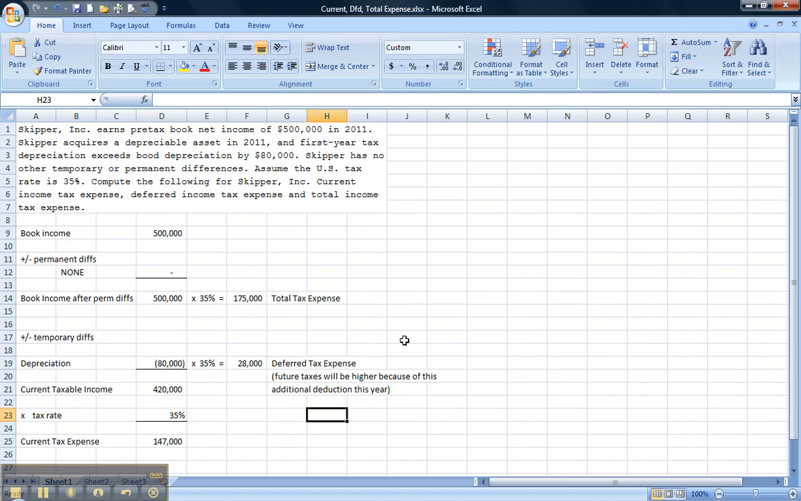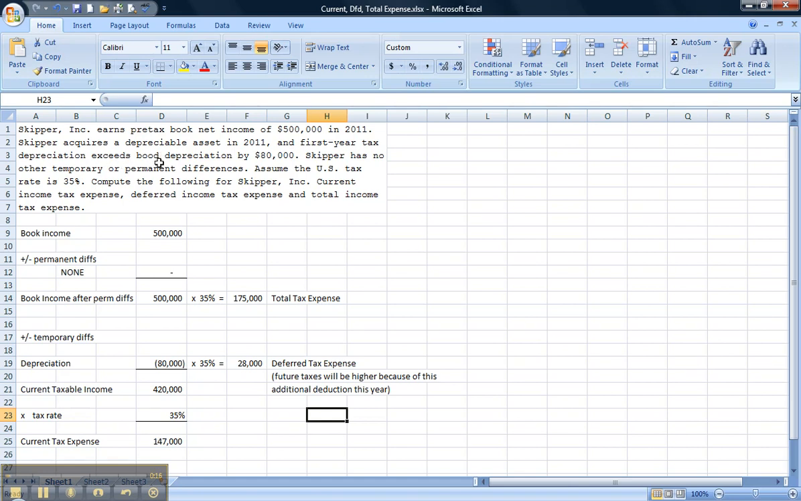Okay, let's see if this helps. I've got an example here from chapter 3. I don't recall what problem number it is, but in this situation, we've got a company that has pre-tax book income of this. They acquire an asset, and the first year tax depreciation exceeds book.